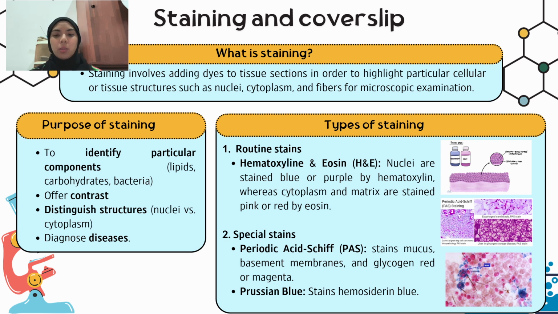So for example, in the purpose of staining, it is to identify particular components for contrast, distinguish structures, and also to diagnose diseases. And whereas for the types of staining, the usual stain that we use, particularly in this practical, is hematoxylin and eosin, whereas we have also special stains such as periodic acid Schiff and also Prussian blue.